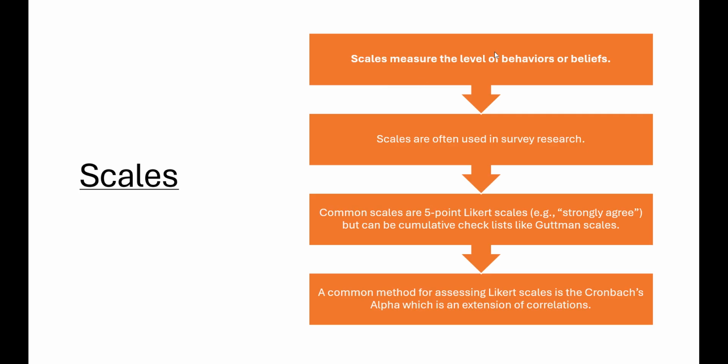Scales measure the level of behaviors or beliefs. Scales are often used in survey research. Common scales are 5-point Likert scales, like, for example, the ones we see where we're asked if we strongly agree or strongly disagree. But they can be cumulative checklists like Guttman scales. A common method for assessing Likert scales is the Cronbach's alpha, which is an extension of correlations. So we're seeing what the reliability is between these 5 different measures.